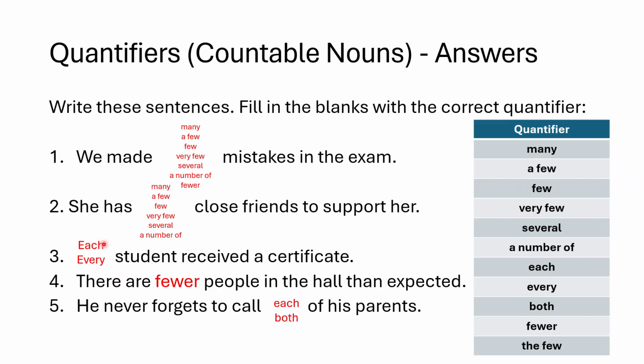3. Each student received a certificate. Every student received a certificate. 4. There are fewer people in the hall than expected. 5. He never forgets to call each of his parents. He never forgets to call both of his parents.